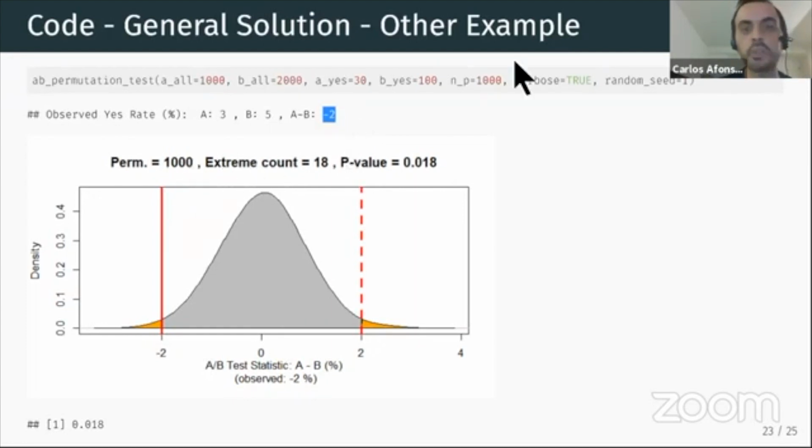Okay. So in this case, we did 1,000 permutations, and this is the result we got. In this example only 18 values are as extreme or more extreme than the observed difference of minus 2%. You can see the orange areas are very small here, on both sides. Again, doing the two-sided hypothesis test, the p-value is 0.018. So this p-value is very small, smaller than the usual significance level alpha of 0.05. So here we would say there's a significant difference between the two groups A and B. We'd reject the null hypothesis and accept that the difference is real. There's a real difference between A and B, and the difference is statistically significant.